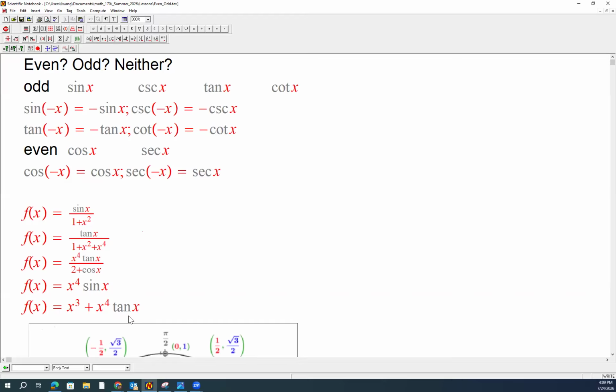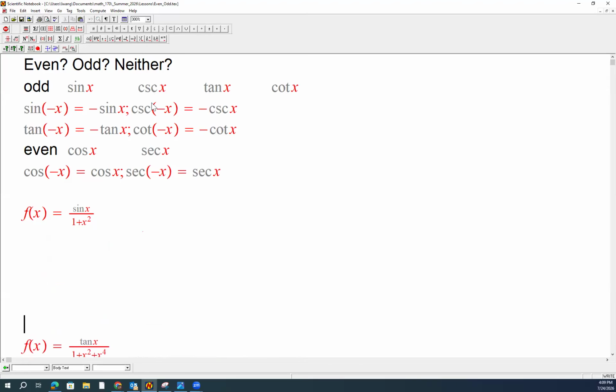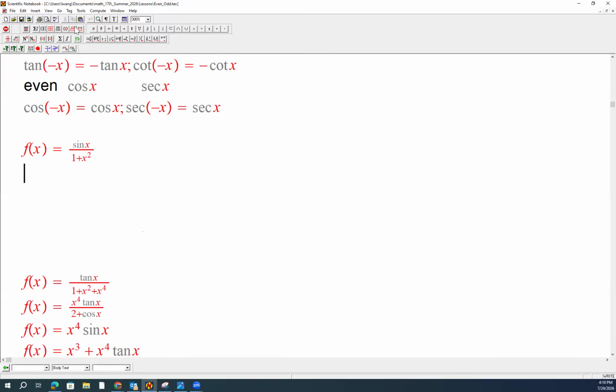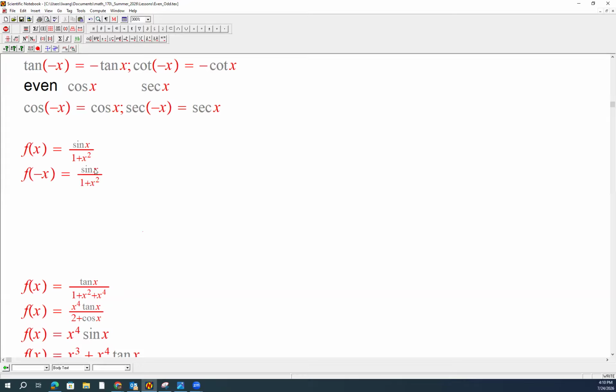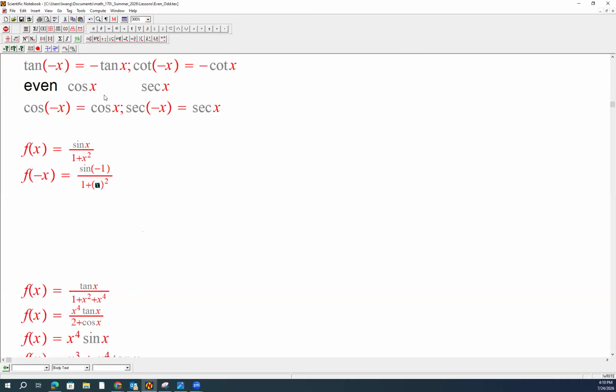So now we're going to determine whether the remaining 5 functions are even, odd, or neither. Let's start from the first one. In order to determine even or odd, we have to evaluate f of negative x. f of negative x is equal to, all the x will be replaced by negative x.